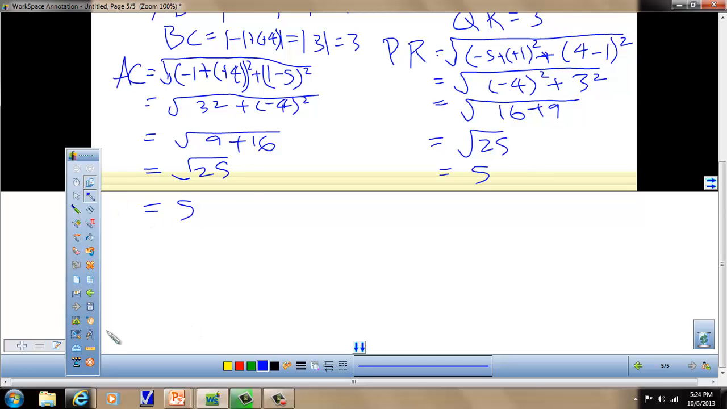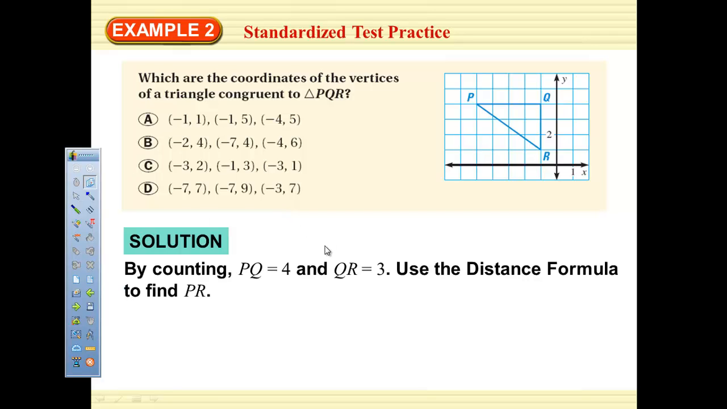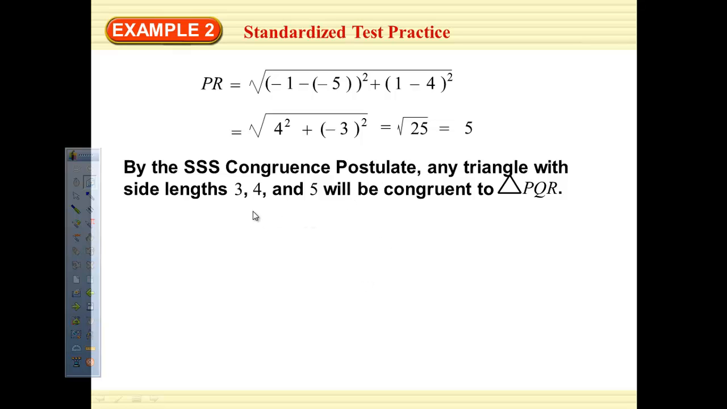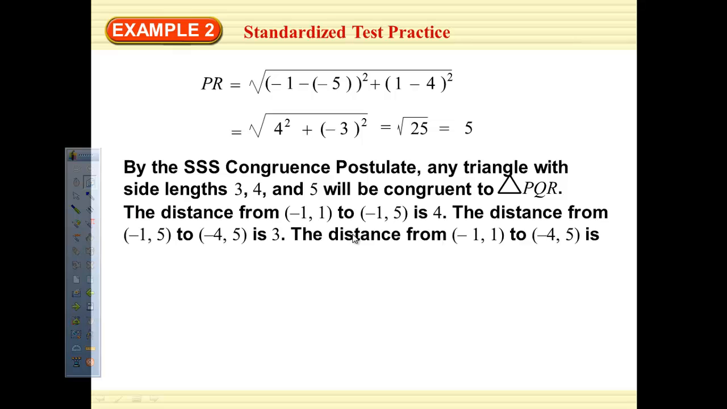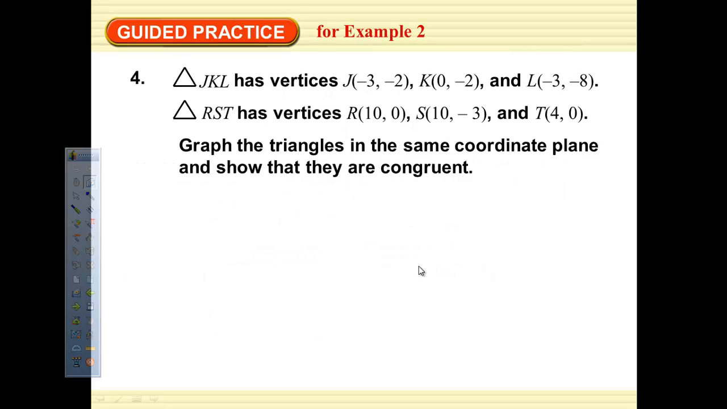If we go back then, we can say since AB, BC, and AC have lengths 3, 4, and 5, the answer here would be A. Okay? So again, we know PQ and QR are 4 and 3. The distance for PR ends up being 5. And then they tested it as well. We need another triangle with lengths of 3, 4, and 5. So the distance from here is 4. Here it's 3. And from negative 1, 1 to negative 4, 5 would be 5. So our answer is A.